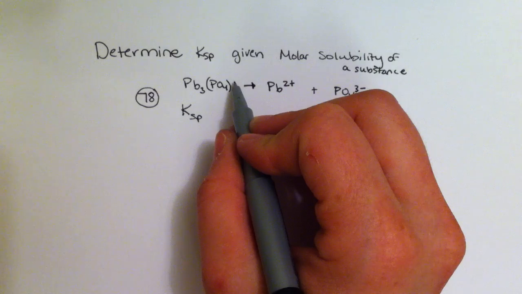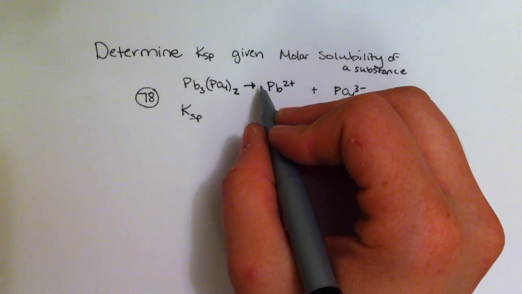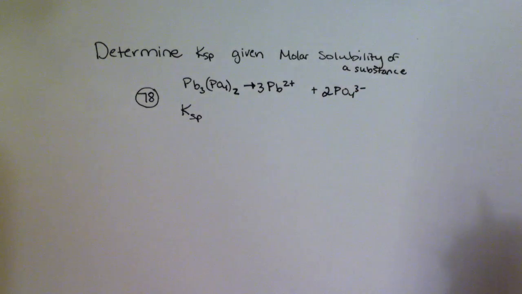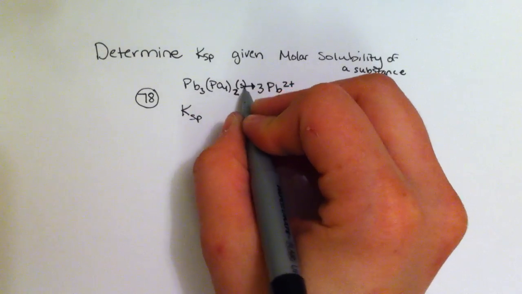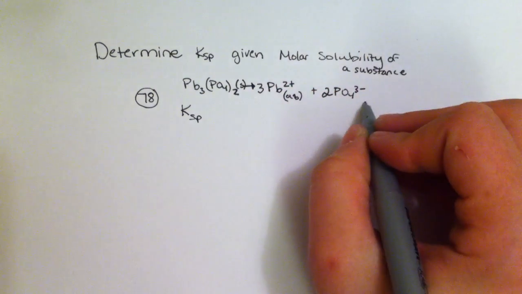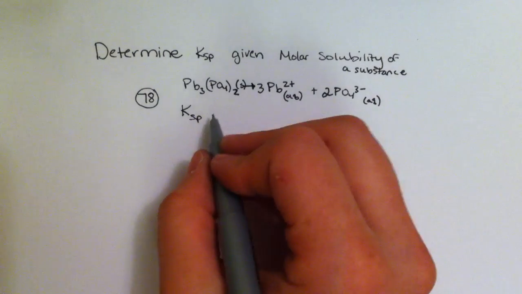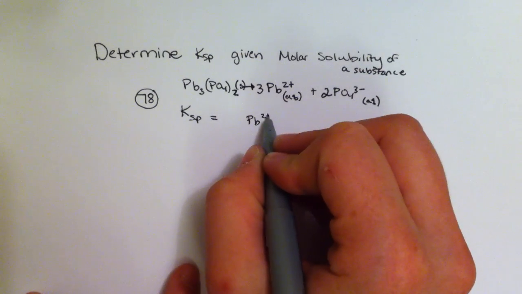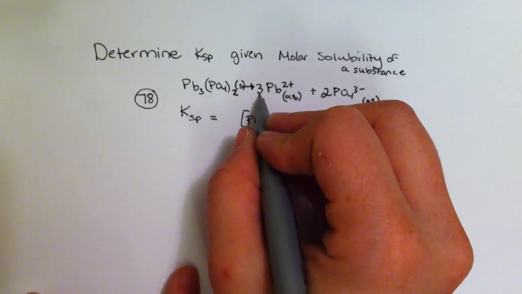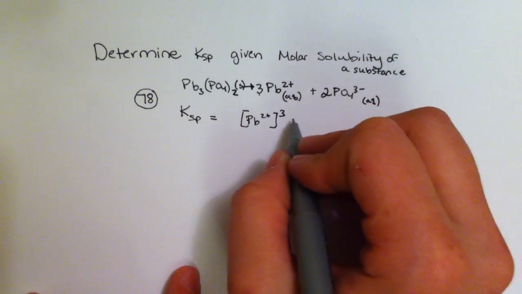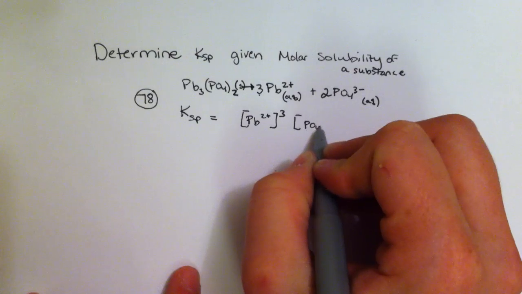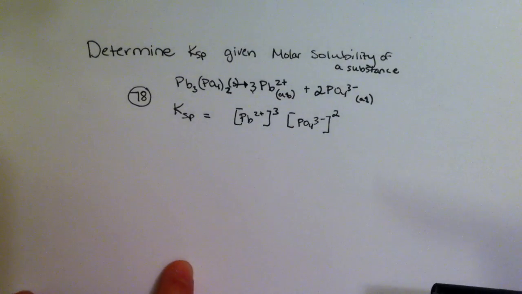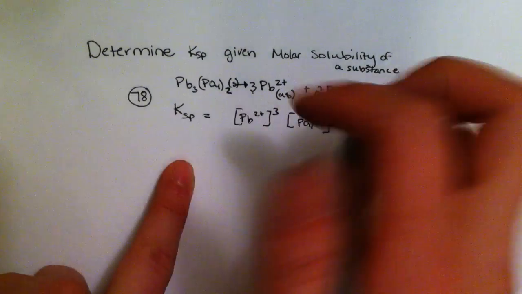It switches back up. Then the last thing we need to do is balance. So we have to have 3 of these and 2 of those. This is my solid, and these 2 are aqueous. So we don't include the solids, but the aqueous ones are included. So we're going to have a Ksp that's Pb2+, and remember we raise it to the power of the coefficient, times PO4 3-, and we raise it to the 2. So that is the equilibrium constant for these types of equilibriums.